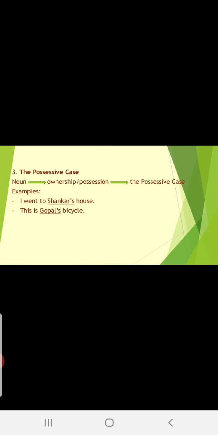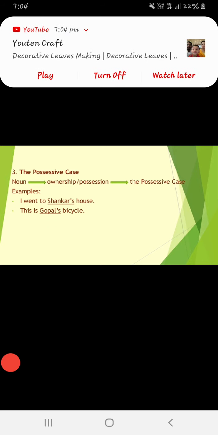The possessive case example, I went to Shankar's house. To whose house did you go? Shankar's. Then, this is Gopal's bicycle. Whose bicycle is this? Gopal's. Fine? Apostrophe S. This speaks about the possessive case.